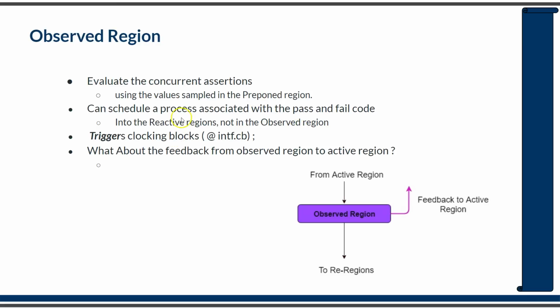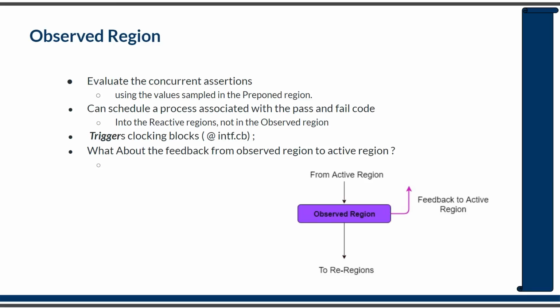Apart from that, one more thing will happen in the observed region, that is the triggering of the clocking block. Say you have a clocking block which is triggering at the positive edge of the clock, and that clock was getting changed from 0 to 1 in the active region. So the trigger event is happening in this current time slot, and the actual triggering of this clocking block will happen in the observed region. If a clocking block is triggered, then in the same time slot its output can be driven into the simulation.